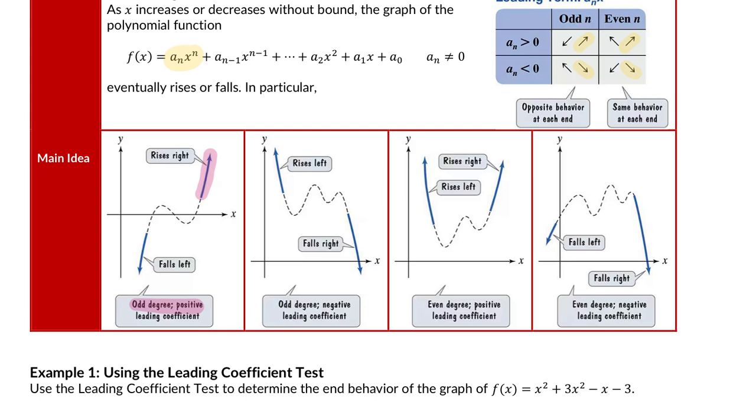But since it's an odd degree, positive means the right side goes up. Odd degree means the other side goes opposite. So on the right side we are rising and on the left side we are falling.